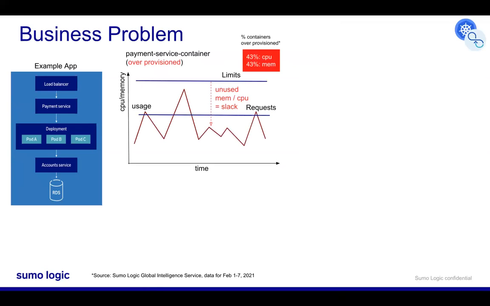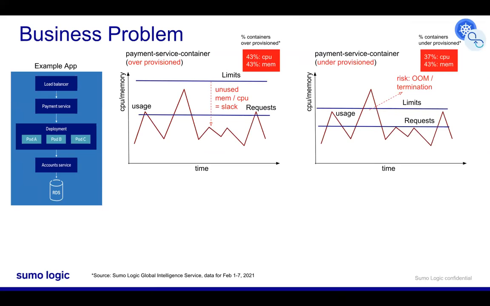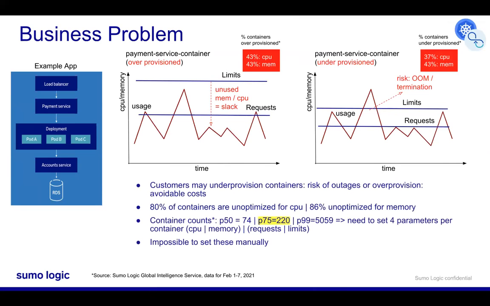So when we're talking Kubernetes, we know all about needing to properly allocate resources and the fine line between being over-provisioned and under-provisioned, where over-provisioning means that you're potentially having unnecessary and avoidable costs, while under-provisioning may result in an outage of your system, like we just saw previously. What we have found across the board here is that 80% of containers are unoptimized for CPU and 86% are unoptimized for memory.